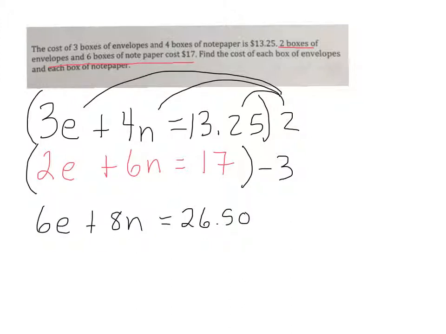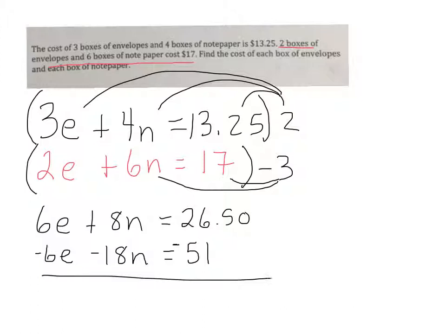And now I'm going to distribute on the bottom equation. Negative 3 times 2e is negative 6e. Negative 3 times 6n is negative 18n. And negative 3 times 17, I think, is probably 51. Is that right? Negative 51. Negative 51, good. And now I'm going to add them up.